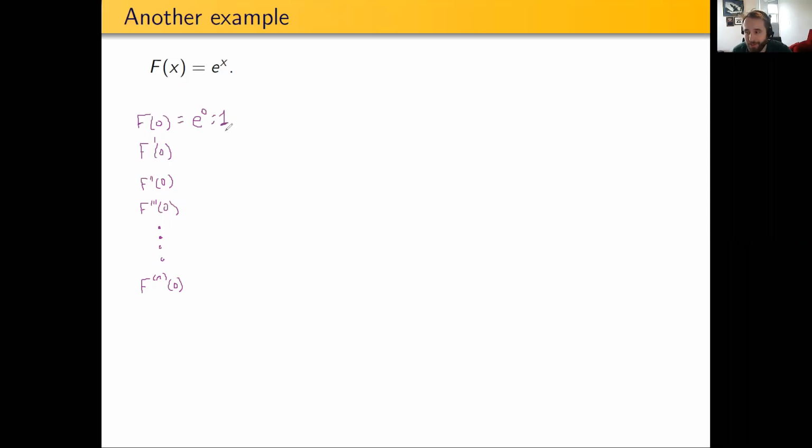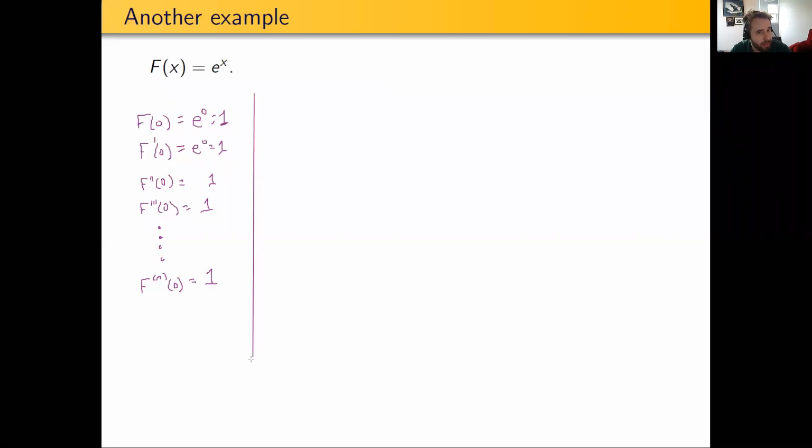And because we're dealing with e to the x, we recognize that the derivative of e to the x is just e to the x. So that's going to be 1. This is going to be 1. This is going to be 1. In fact, all of our derivatives of e to the x at 0 will just equal 1. And that is awesome. Right away, this is a much more straightforward problem than the last one.